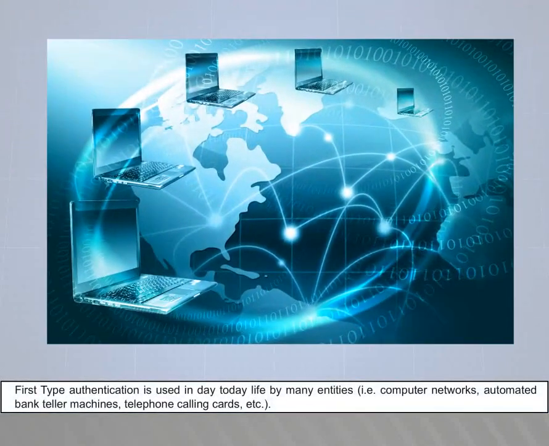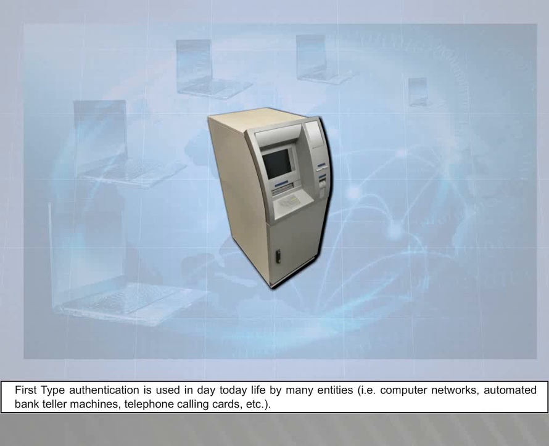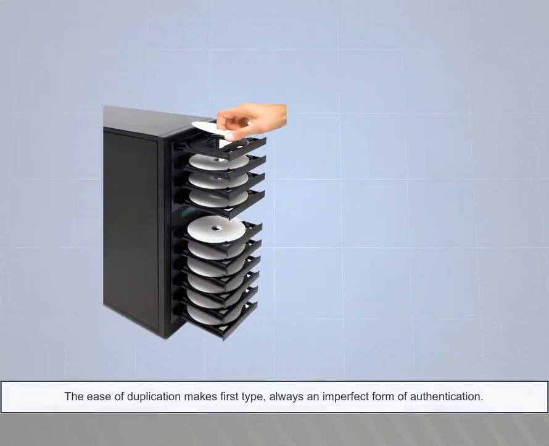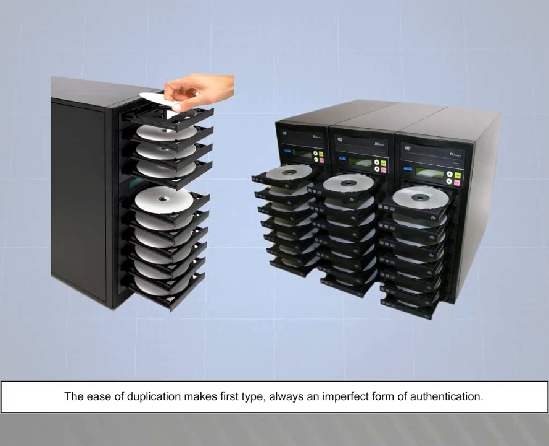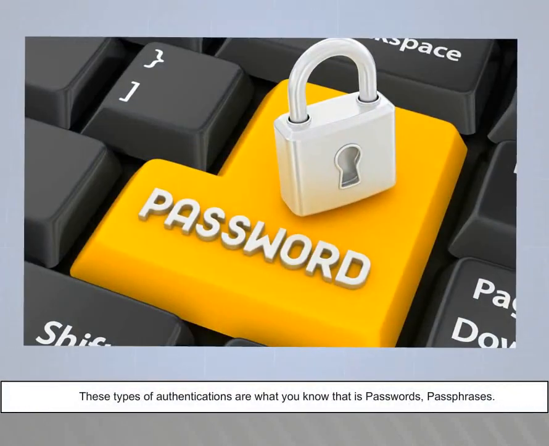First type authentication is used in day-to-day life by many entities, that is, computer networks, automated bank teller machines, telephone calling cards, etc. The ease of duplication makes first type always an imperfect form of authentication. This type of authentication is what you know, that is passwords, passphrases.